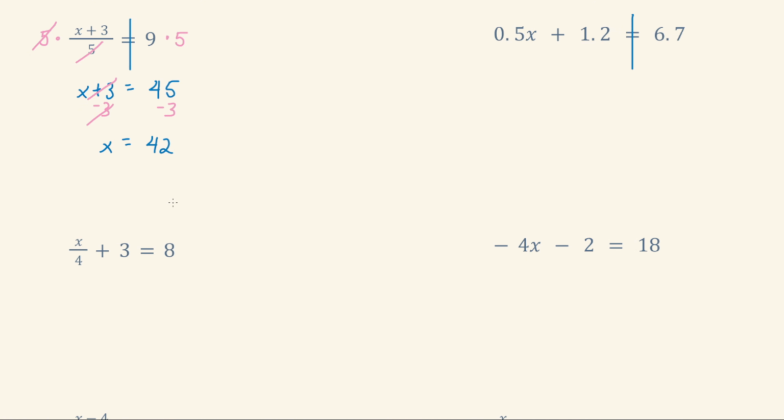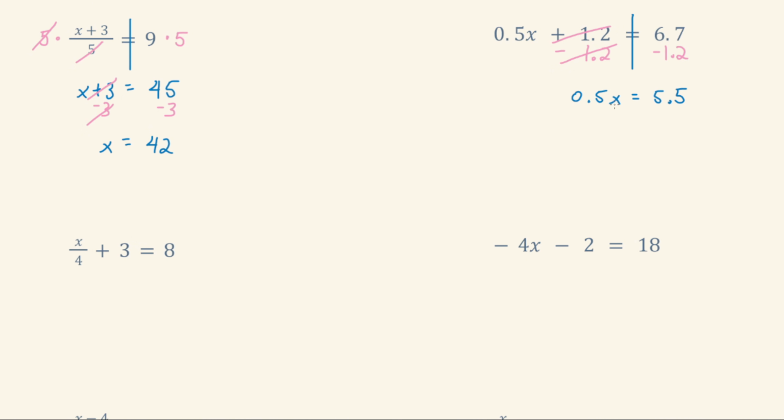The opposite of adding 1.2 is subtracting 1.2. So we're going to subtract 1.2. We're also going to subtract 1.2, so we undo the addition, right? So these two go away. All I'm left with on the left side of my equation, this vertical line here, is this 0.5x, and that's equal to 5.5.